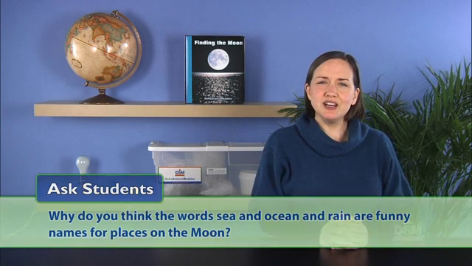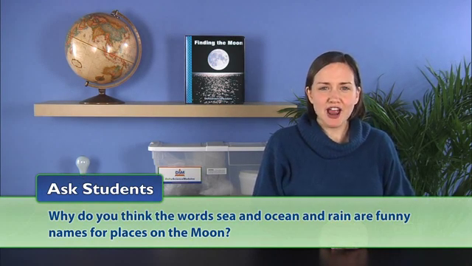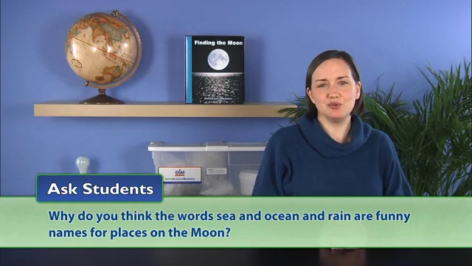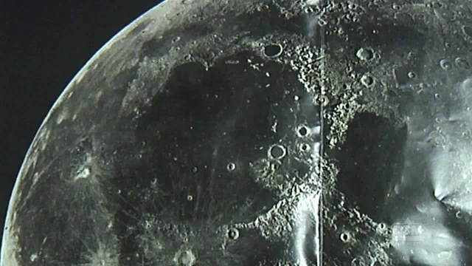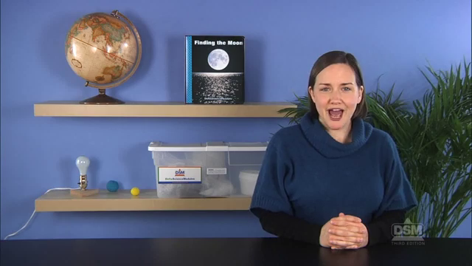Ask, why do you think the words sea and ocean and rain are funny names for places on the moon? Students should remember that there is no water on the moon, therefore no seas or oceans. Explain that these areas were named a long time ago, before people knew that there was no water on the moon. From Earth, these dark spots looked like giant bodies of water. Today we know that these seas are actually large, flat, smooth areas of the moon.